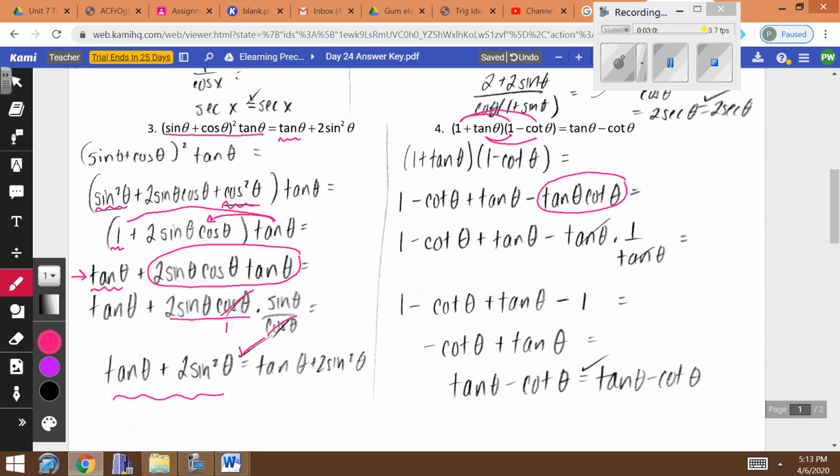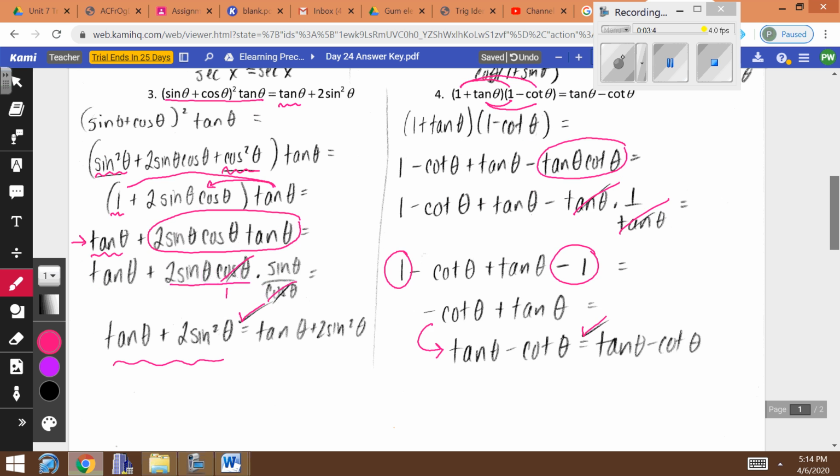Now be careful on this. I tend to see people cross them off completely and then forget the 1 right here. Again, when you multiply something times its reciprocal, it's 1. It doesn't just disappear. We get a 1 there. So what that enables us to see is we have a 1 and a minus 1. Those cancel each other out. So we have a negative cotangent plus a tangent. That really is the other side. I just rewrote it so we could notice that. That's the positive tangent minus the cotangent, and yay, we got our answer there.